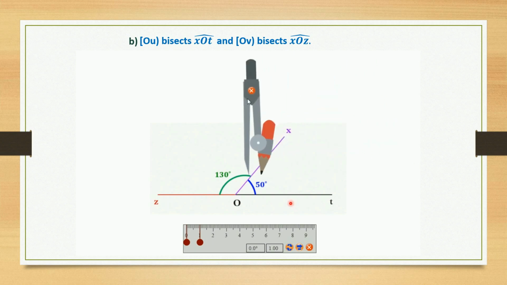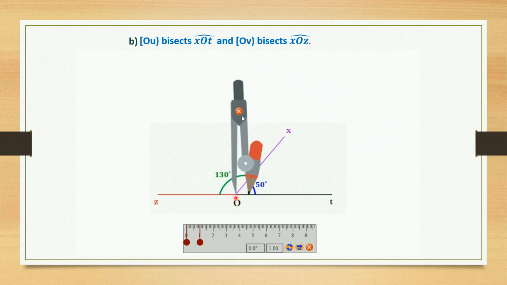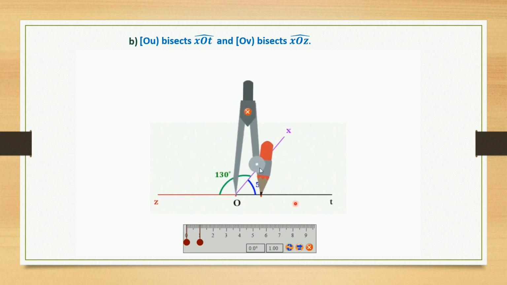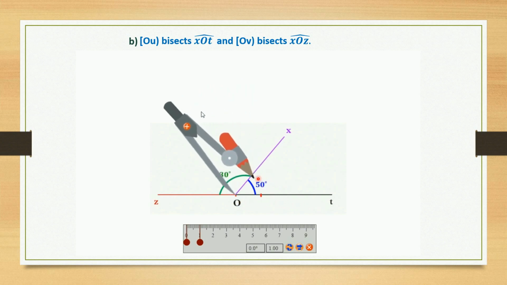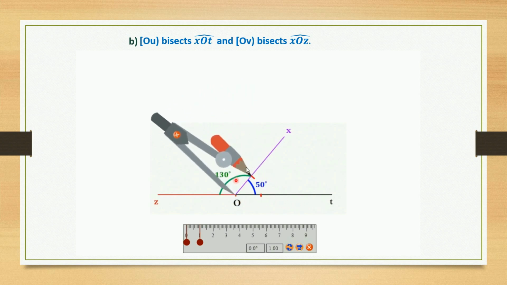Now let's use our compass, second method. I put the needle on O to draw the bisector of XOT. I open my compass as much as I want. I draw an arc that cuts the first side OT of XOT, and another arc, the same radius, cutting OX.